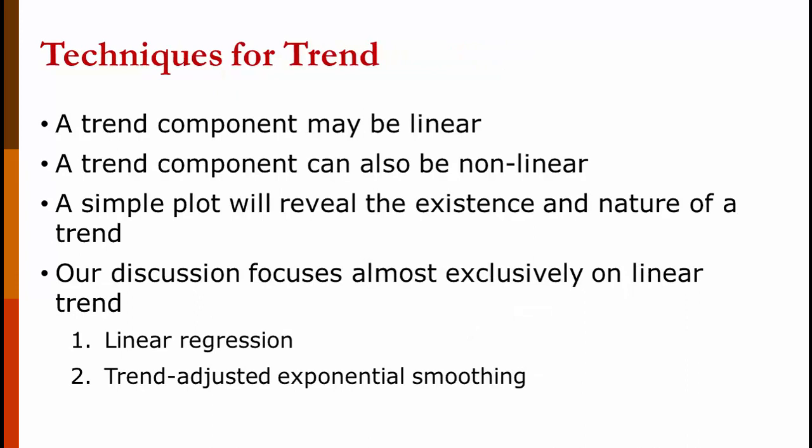Now let's talk about techniques for trend. While trend can be either linear or nonlinear, we're only going to talk about linear trend. The easiest way to spot a trend is to just plot the data, and note that trends can be positive or negative. When the trend is positive, demand is going up. When the trend is negative, demand is going down. We're going to discuss two approaches for dealing with trend: linear regression and trend-adjusted exponential smoothing.